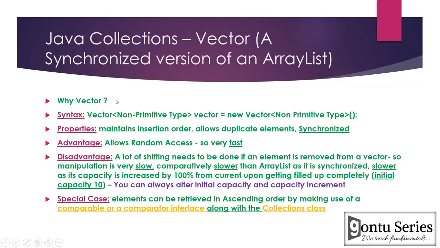Why vector we have understood. Why vector, the only reason why you are using vector is because it's synchronized and its capacity is increased by 100%. That's the only difference. And if you eliminate these two points in vector, then it's exactly the ArrayList. There is no difference between an ArrayList and the vector. So why vector: whenever you want to make use of things in a synchronized environment, then you make use of a vector, and that's it.